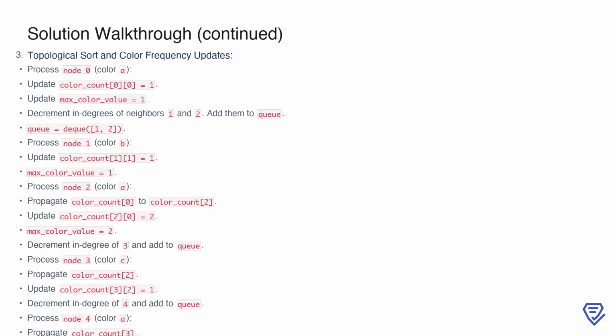Here, we increment the frequency for B at node 1, setting it to 1, while the maximum color value remains unchanged. Moving to node 2, which also has color A, we propagate the color frequencies from node 0 to node 2. This means the frequency of A at node 2 becomes 2. The maximum color value is updated to 2. We then decrement the indegree of node 3 and add it to the queue.